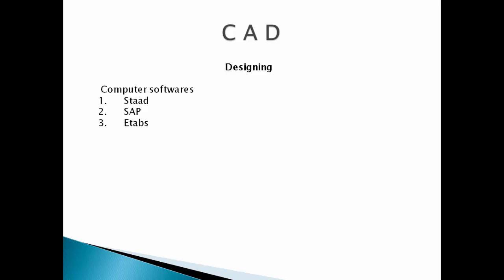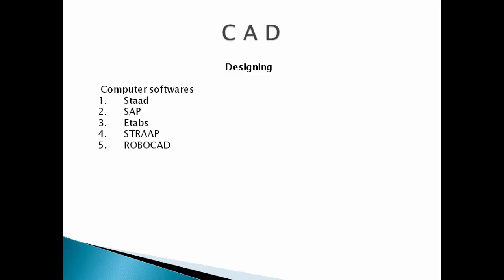Then we have ETABS. SAP and ETABS, the interface is almost the same. If you know how to use SAP, then you will know how to use ETABS. These two software are almost the same. Then we have STRAP. STRAP is a frontline software. It's also a designing software. So we'll be just having an introduction to that one.